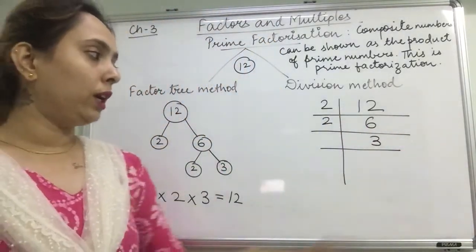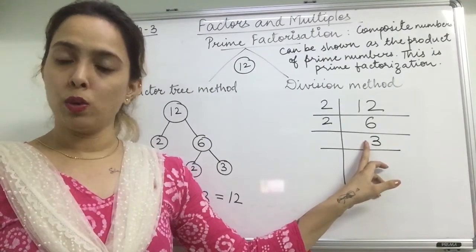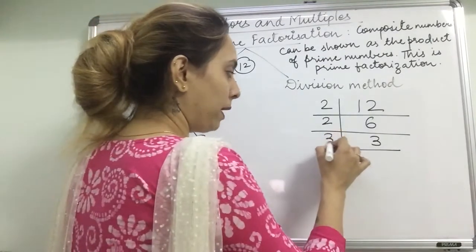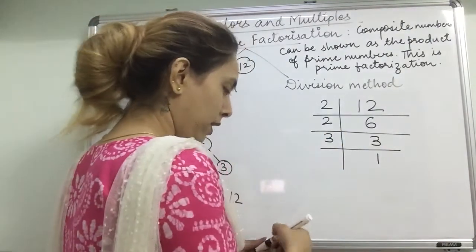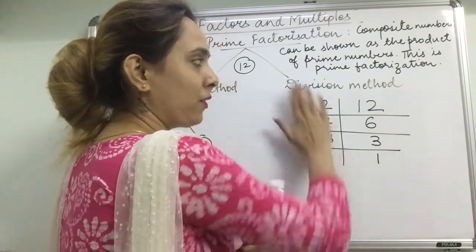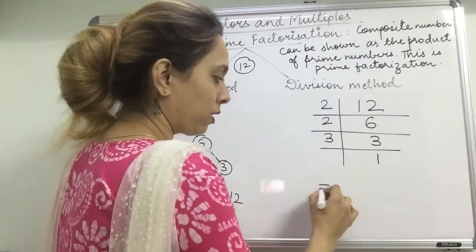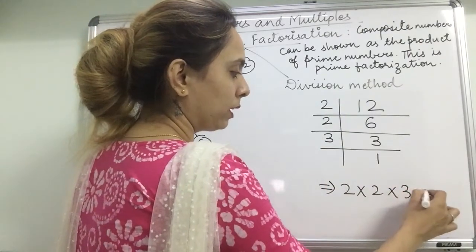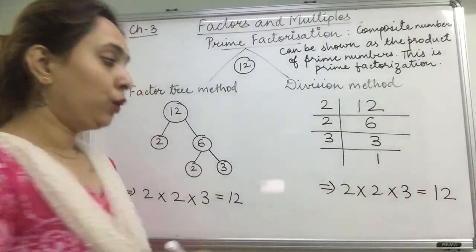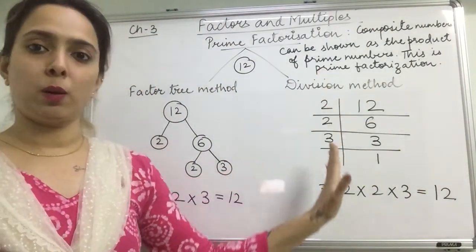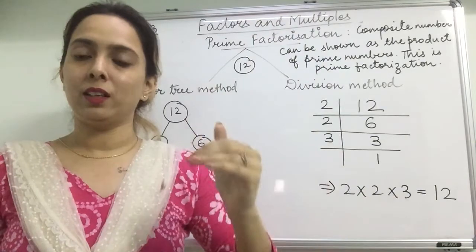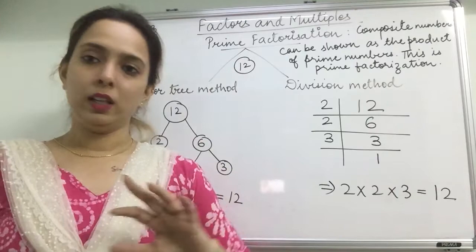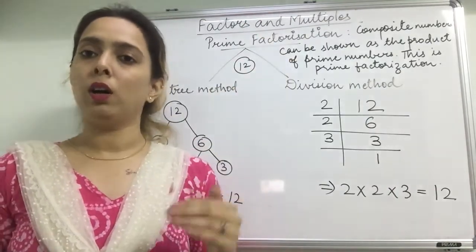Now this 3 is not divisible by 2. So we will leave 2. Come to 3. So yes, this 3 is divisible by 3. So now here we have got 1, that means our division method is finished. So we will write all these numbers, 2 into 2 into 3. So here 12. It will always be in increasing order. First go for 2, 2, 2, then 3, 3, 3, then 5, 5, 5, then 7, 7, 7. You cannot write 2, 3, 2, 7 in this way. You will always follow a procedure.